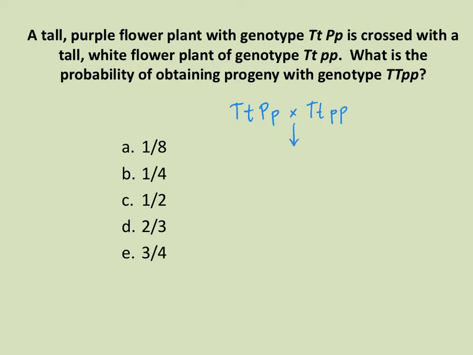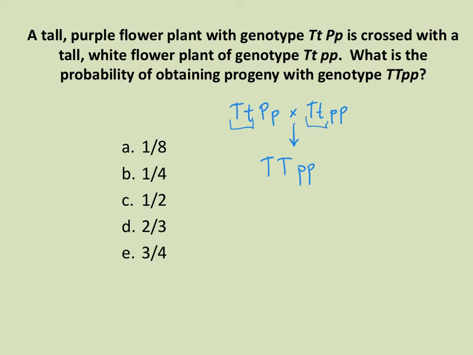Okay, we want to figure out the probability of these two parents, big T, little p, times big T, little p, little p, creating offspring with the genotype big T, little p, little p. So we can think of each cross separately.